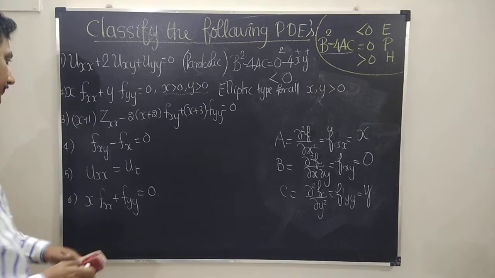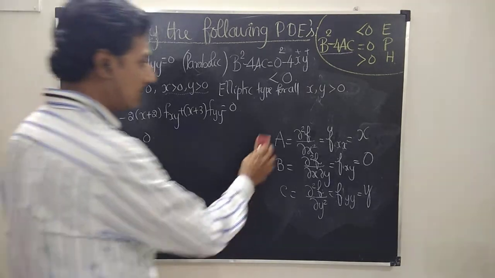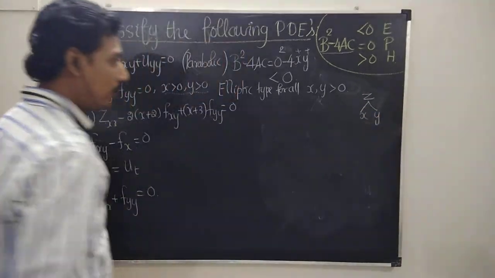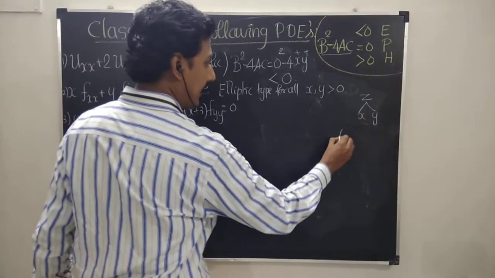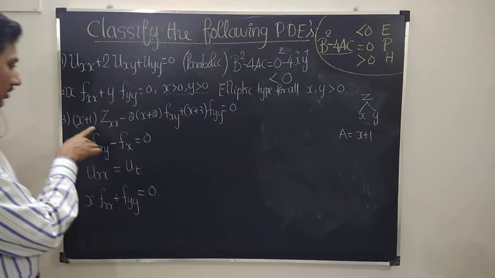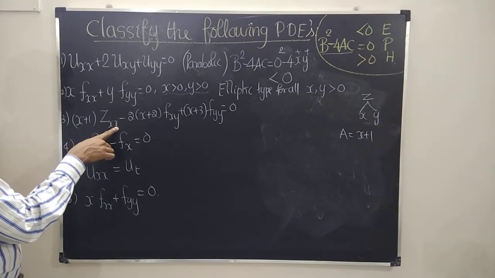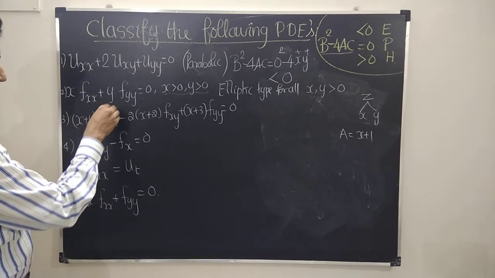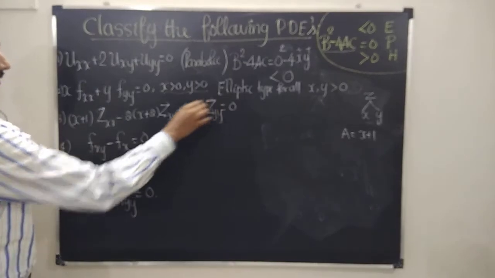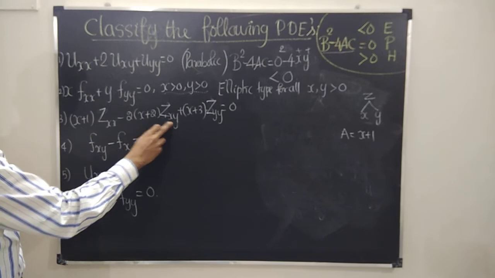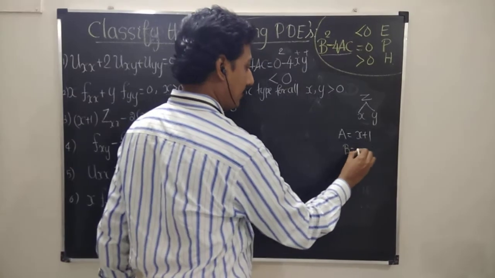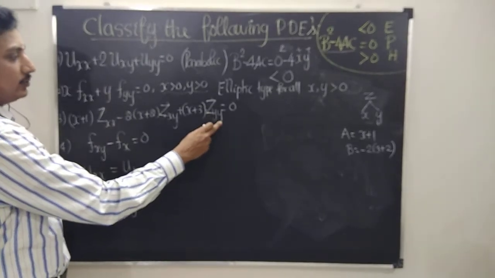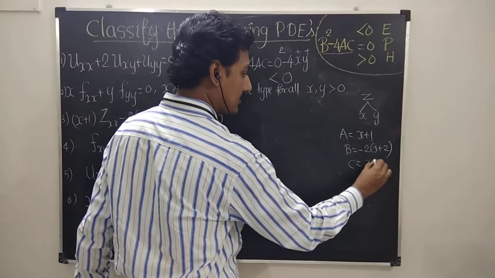Okay. Now the third one. In this third problem, z is a function of x and y. So what about zxx? Zxx is a, so a equals x plus 1. In this question number 3, a is the coefficient of x twice, and b is the coefficient of x one time, y one time. So b value is minus 2 times x plus 2. And what about c? C is z with respect to the second variable y 2 times. So c is equal to x plus 3.